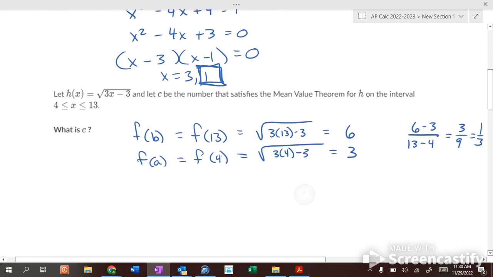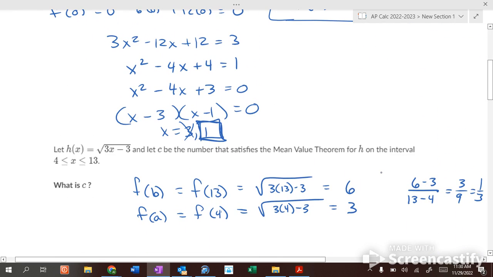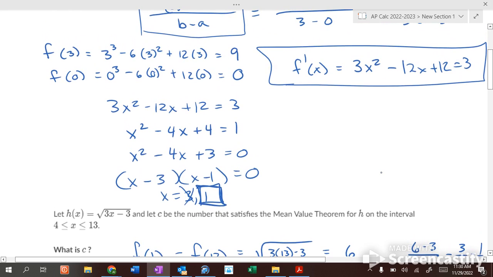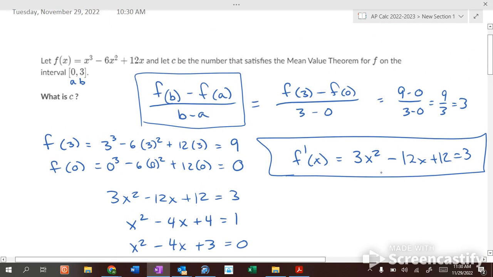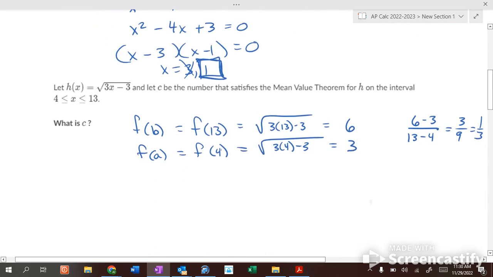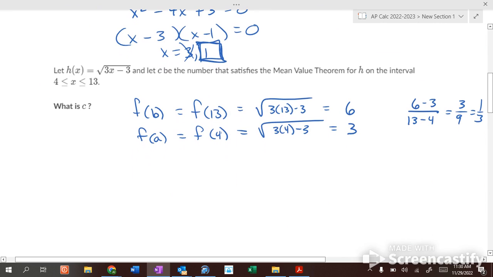I had to remember. But since 3 is on the edge, we do not use the edge numbers because it has to be between the open interval for it to work for the mean value theorem. Okay? But we use the closed interval numbers to find it. Sorry, that doesn't make a lot of sense, but okay.